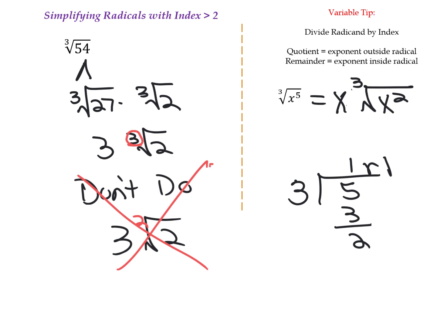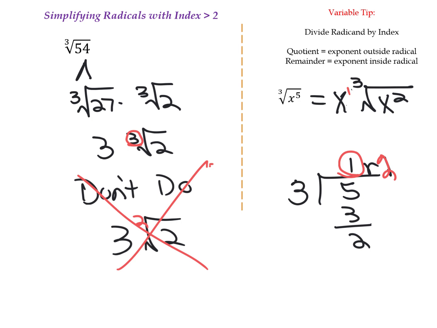So I have 3 divided into 5 one time. Subtract, and I get a remainder of 2. Therefore, that tells me that my quotient, which is the number of times that it goes into the 5, tells me the exponent of the variable outside. So that means I'm going to have x to the first power outside. And inside tells me that I'm going to have x squared.